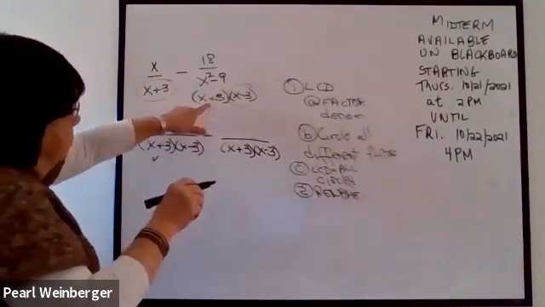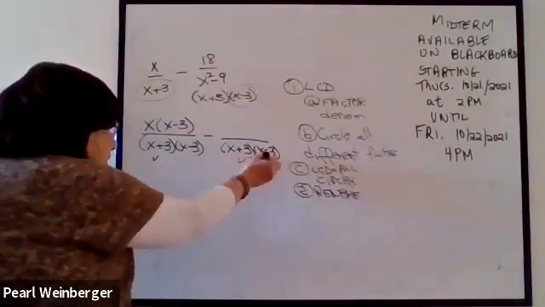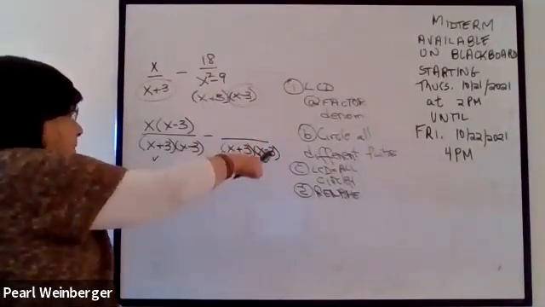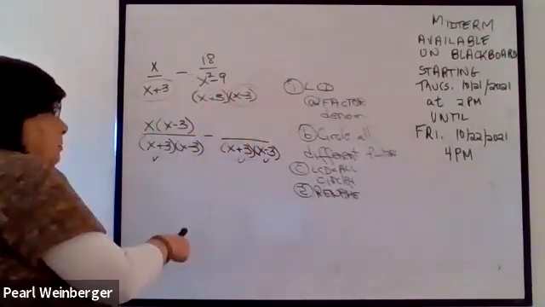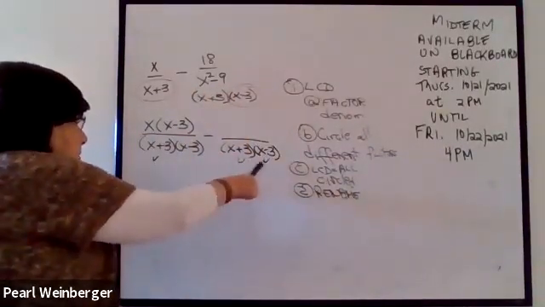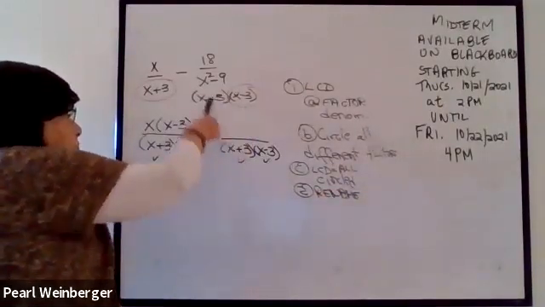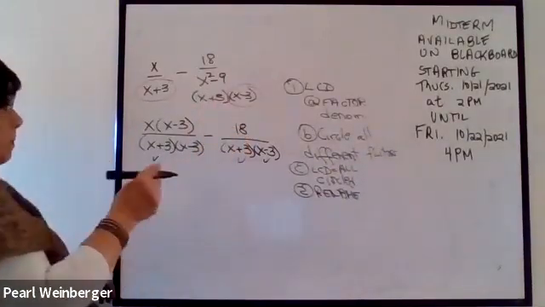Now I do the same thing with my second fraction. So my x plus 3 is here and my x minus 3 is here. Both of these things are here. My new denominator is exactly what my old denominator is. I haven't changed anything in my denominator, so therefore I'm not changing my numerator. I'm leaving that the 18.